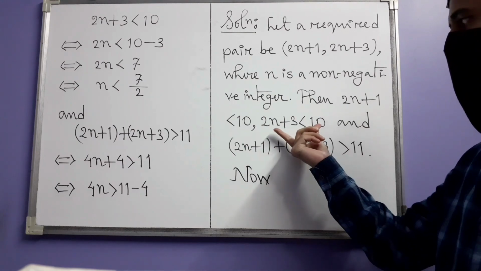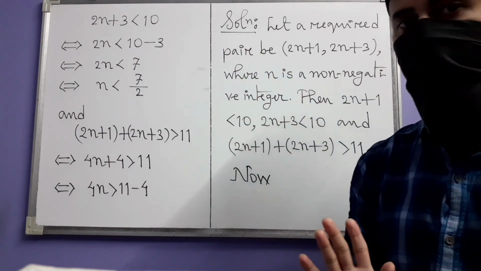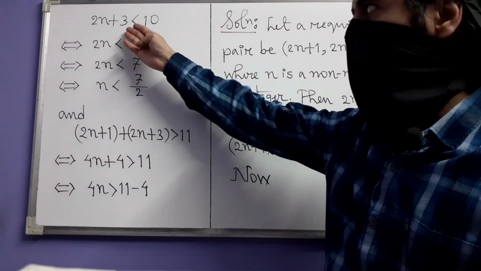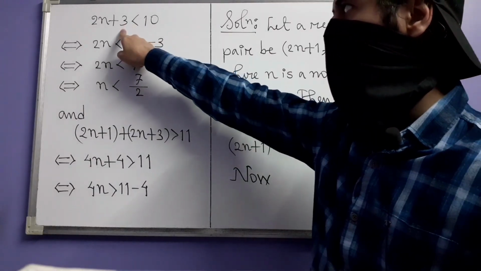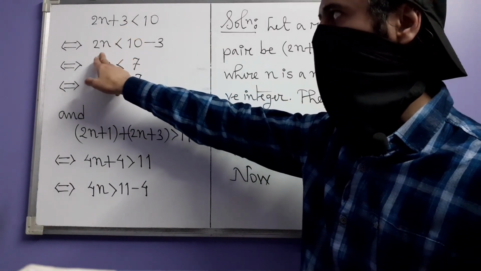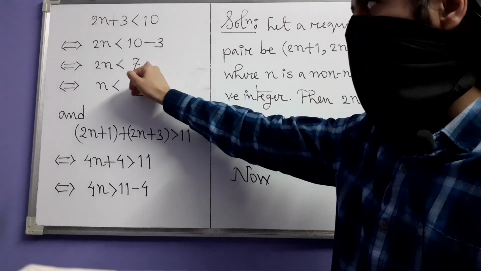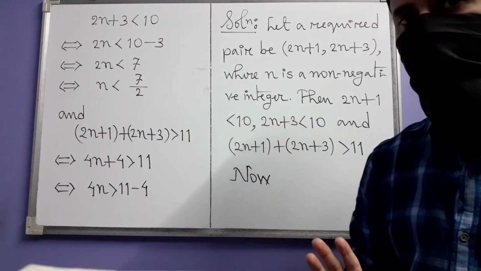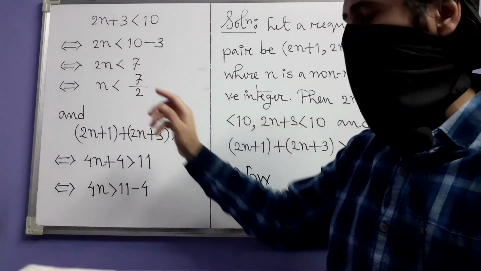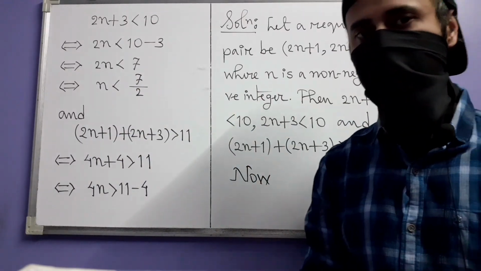We first take this inequality, 2n plus 3 less than 10, and solve it. So the first step of course is to subtract 3 from both sides. That will make the left hand side 2n and the right hand side 10 minus 3, which is 7. And then you divide both sides by 2. Because 2 is positive, the inequality retains its direction. And you get n less than 7 divided by 2.